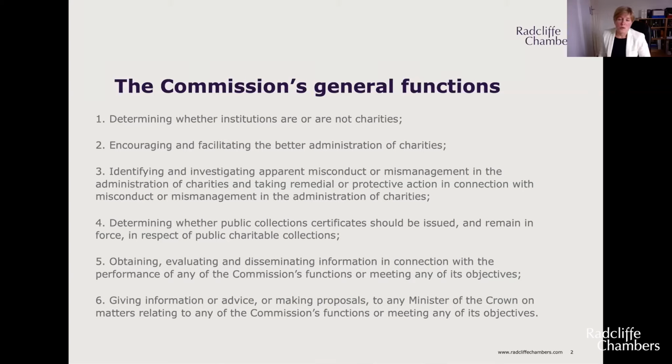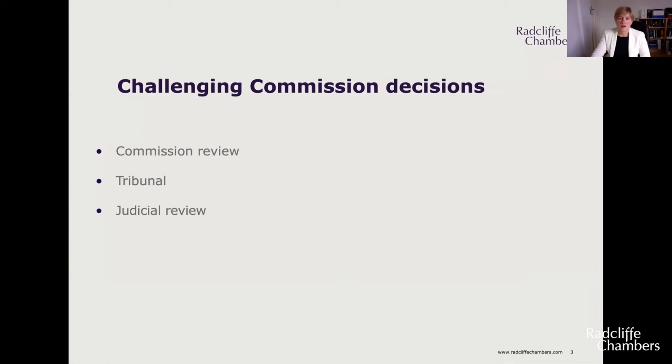So the question is, what can you do about that? If the Commission comes to a decision and it affects you or it affects your charity and you don't like it, how can you go about challenging it? Well, broadly speaking, there are three ways that you can do that. So the first is you can ask the Commission to review its own decision through its decision review process. The second is that if it's something over which the tribunal has jurisdiction, you can either appeal to the tribunal if it's something that is appealable, or you can ask the tribunal to review the decision if it's a reviewable matter. And the third option, which is less common, is judicial review.